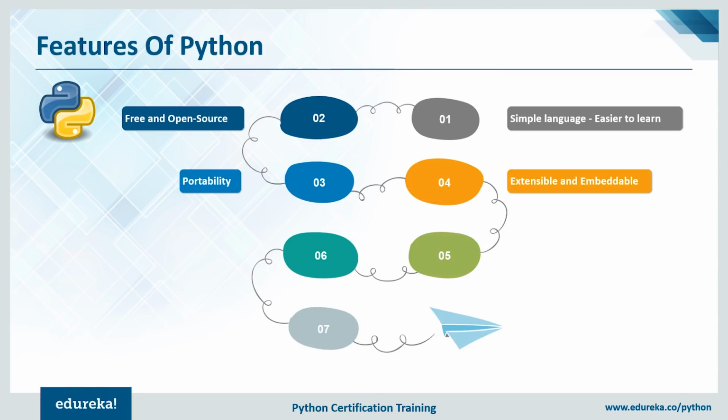And next up, it is extensible and embeddable. So what do we mean by that? So suppose an application requires high performance. You can easily combine pieces of C, C++ or any other languages with Python code as well. This gives your application really high performance capabilities as well as scripting capabilities which other languages may not provide out of the box.